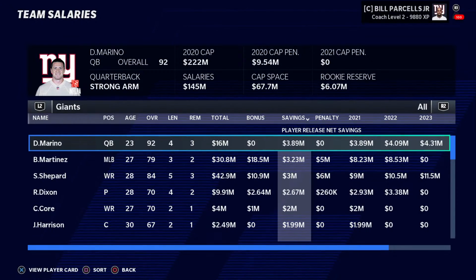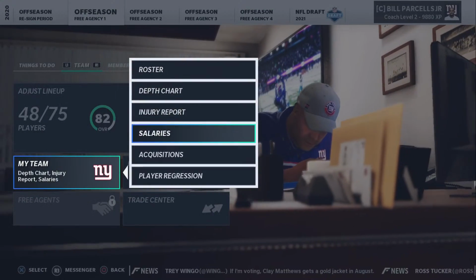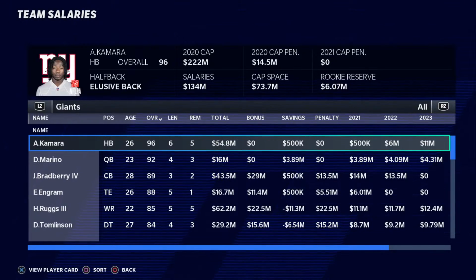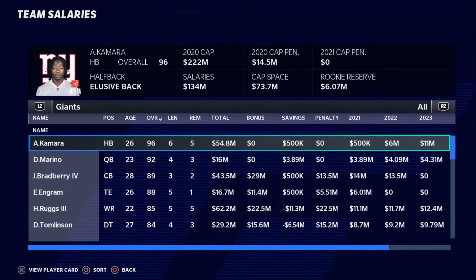So now you watch. When I back out and then go back into salaries, now I see I got 73 million in cap space. But you also look up above that, you'll see my cap penalty went up too because he had a 5 million in cap penalty hit. So I take a cap hit of 14 million. I mean 5 million, so it added up to 14 million. But now my cap space is 73 million.